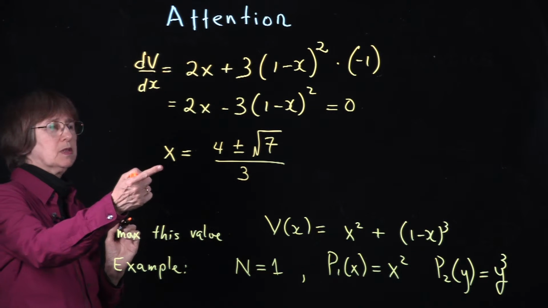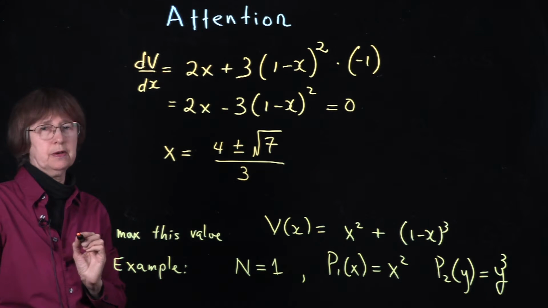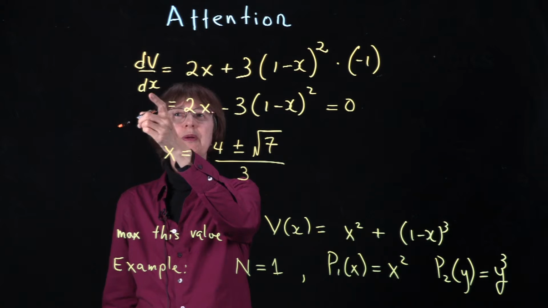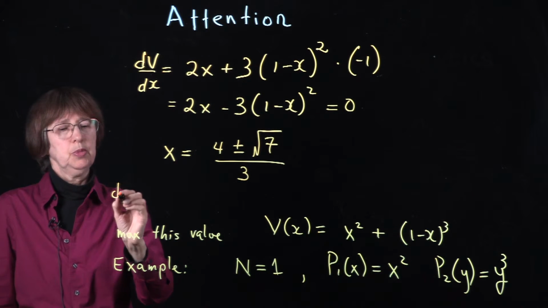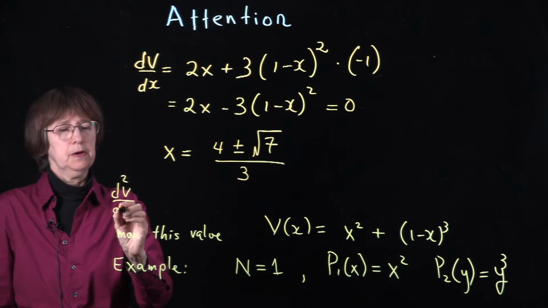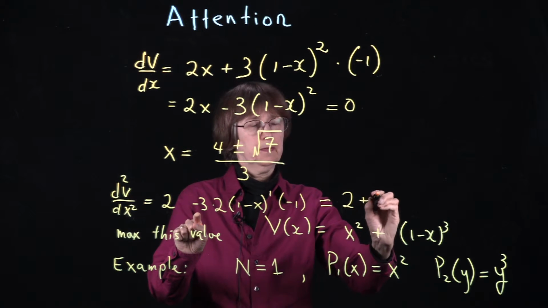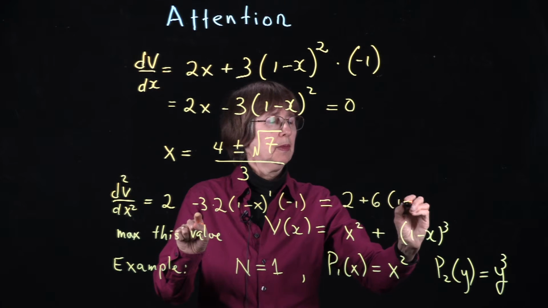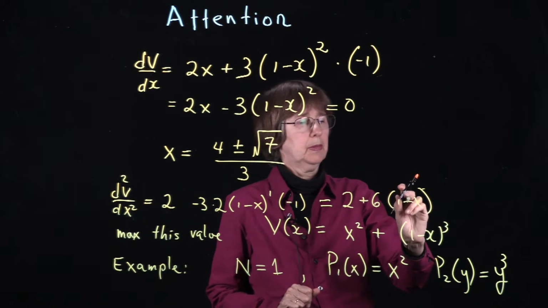So it appears as though we found an optimum. But let's be a little bit careful here. Let's observe what happens with the second derivative of this function. Let's compute that second derivative right here. What we get is 2 plus 6 times (1 minus x) to the power 1.